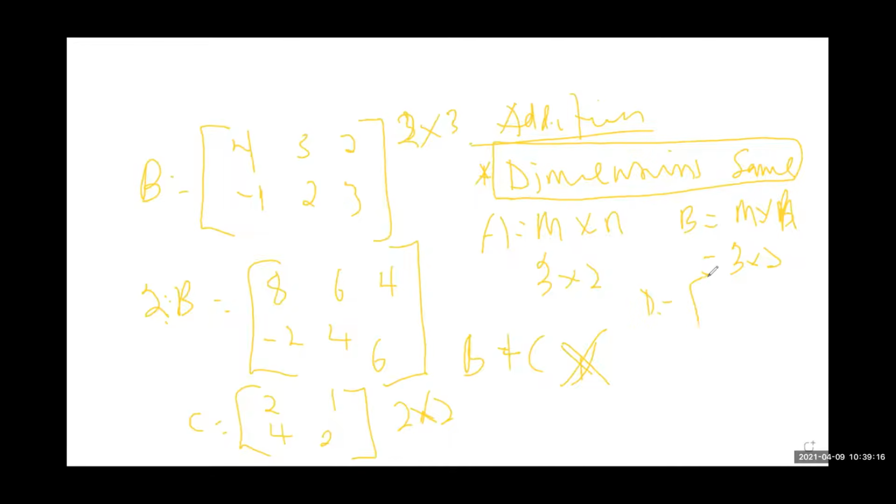So if I have a matrix given as 1, 2, and 0, 9, between B, C, and D, among these three, which of them can I add? You can add C and D, because their dimensions are the same. How do we add? The same.